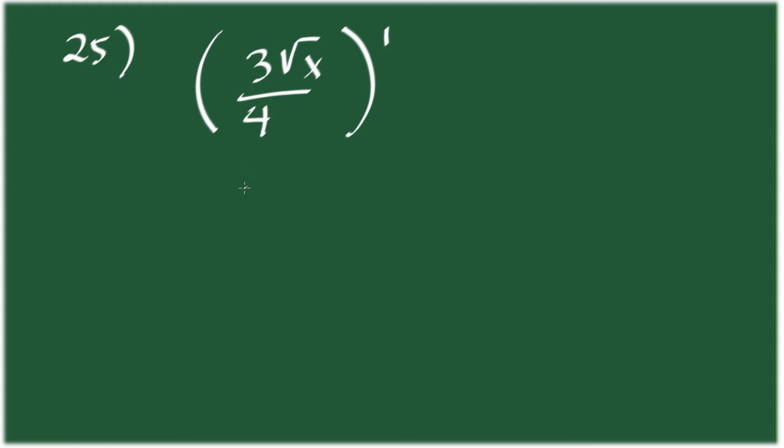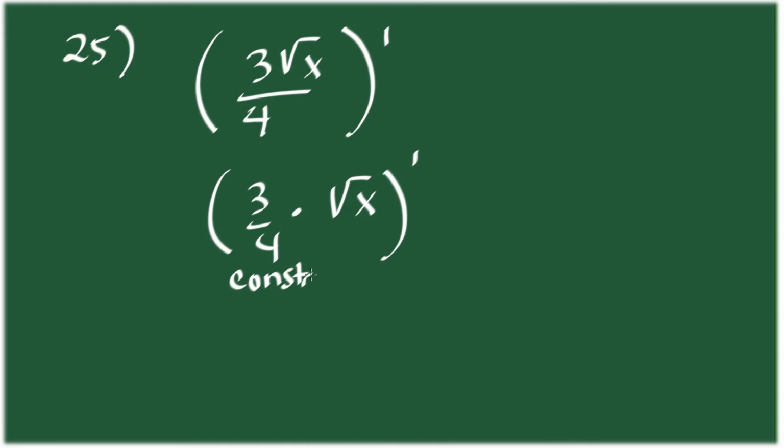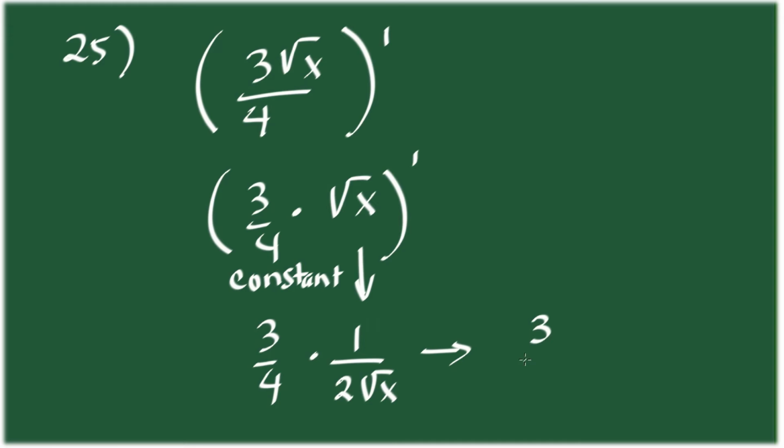All right, so again, this is just 3/4 times the square root of x. Now, 3/4 is a constant coefficient, okay? So when you start finding the derivative, you just bring it down and then apply the shortcut for that square root of x, which is 1 over 2 square root of x. You just need to simplify this into 3 over what? 8 square root of x. Very easy.